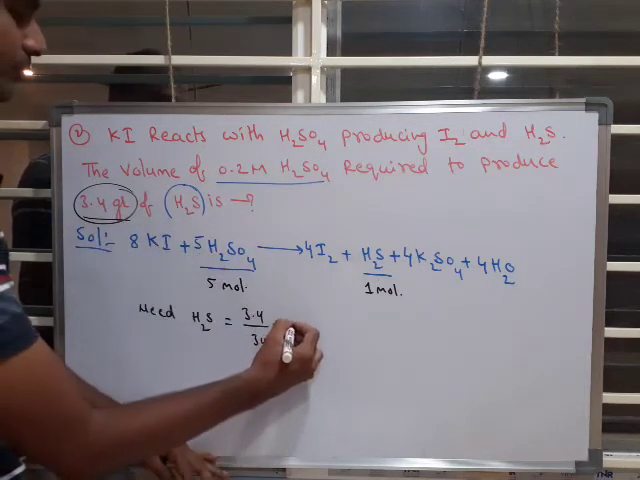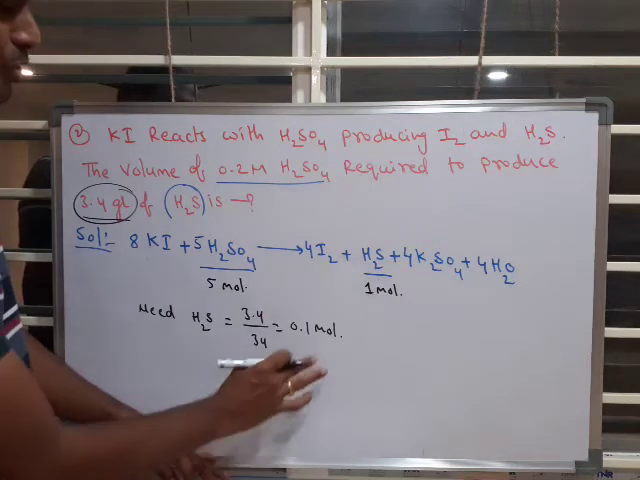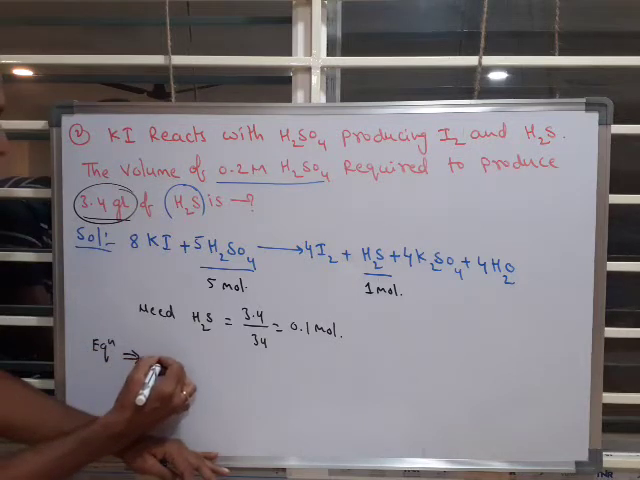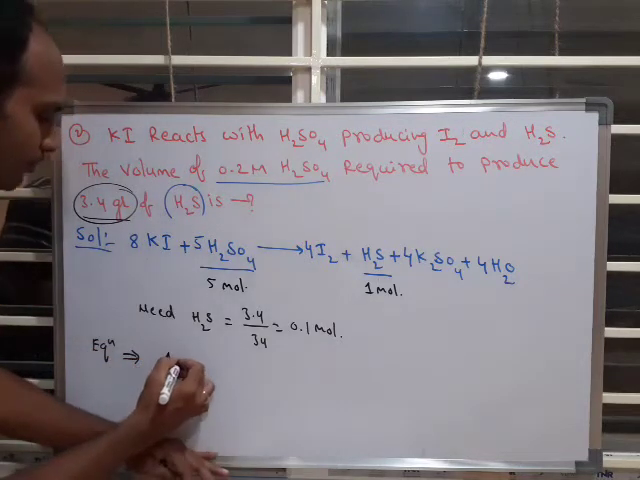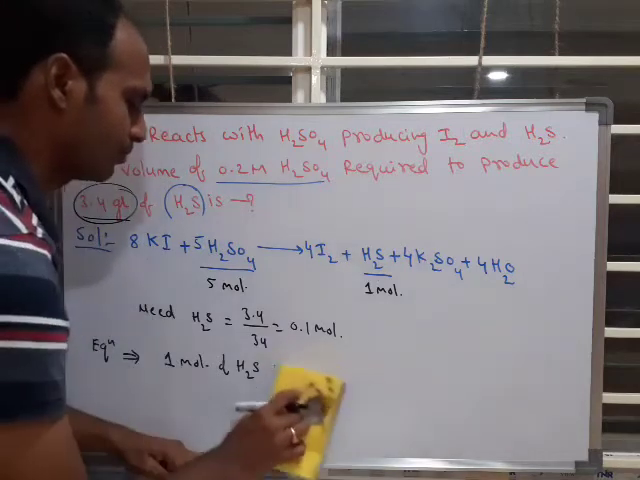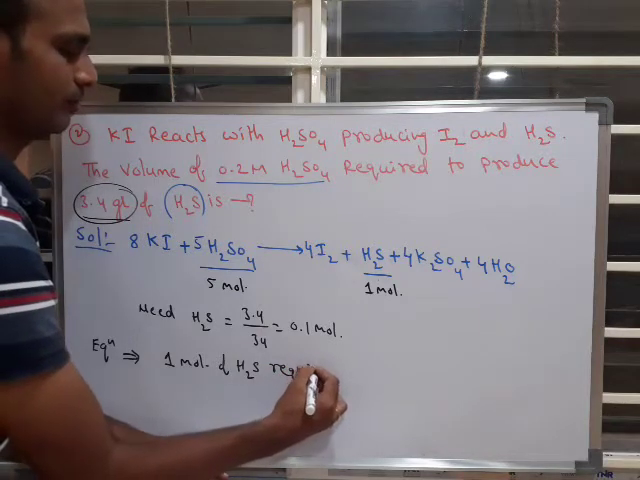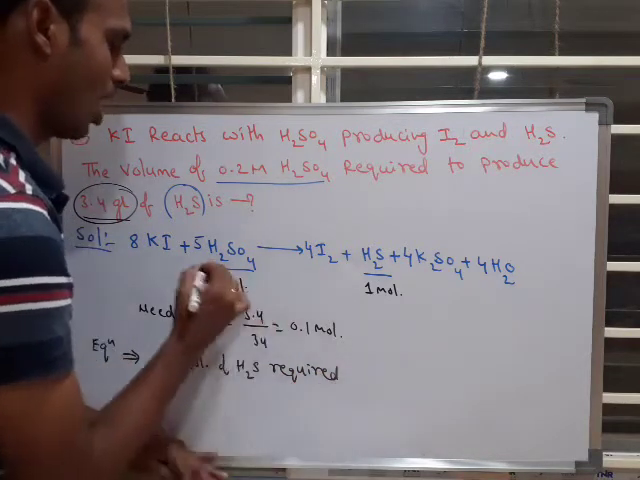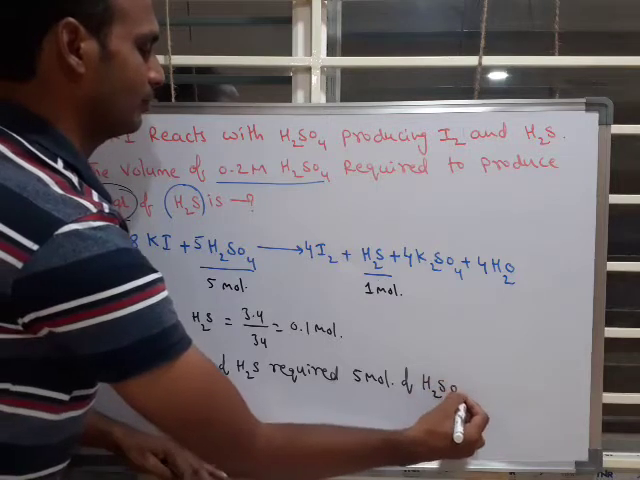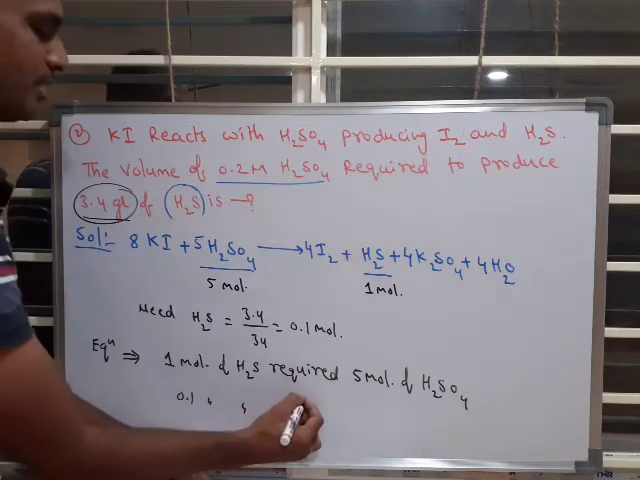H2S, 3.4 divided by 34 is 0.1 mole. That is produced here, 0.1 mole. So I can write the balanced equation. From the balanced equation, one mole of H2S is produced from 5 moles of sulfuric acid. Then what about 0.1 mole? So for 0.1 mole of H2S, how many moles of H2SO4 are required?